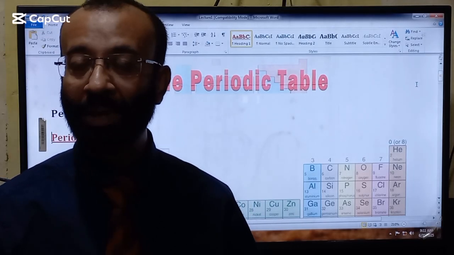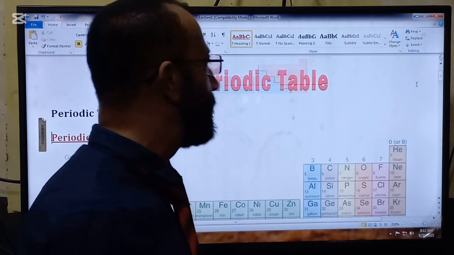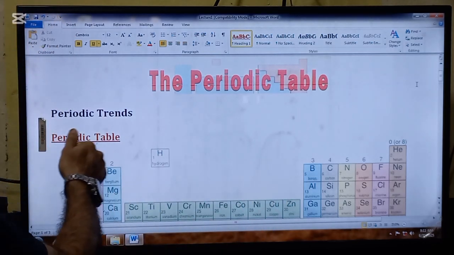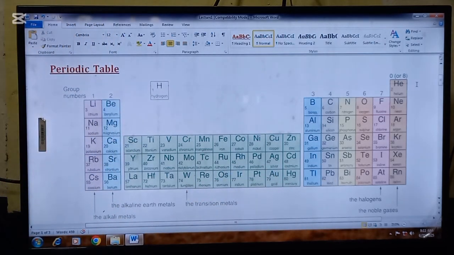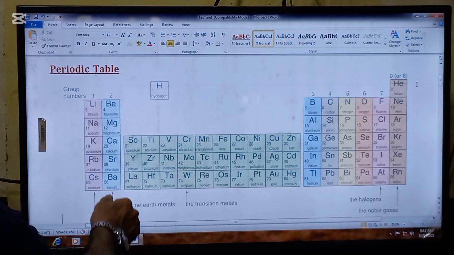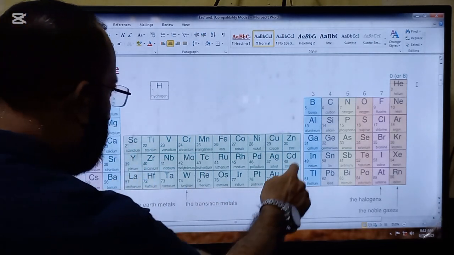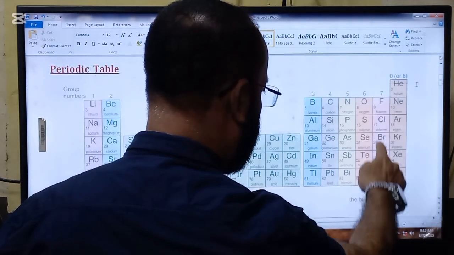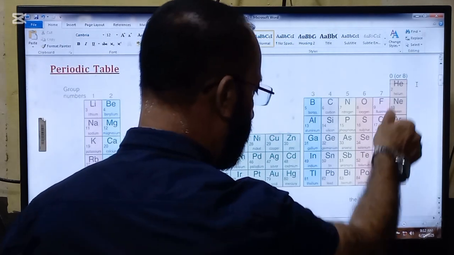Good morning, students. Today we are going to read another very important topic in the subject of chemistry O levels, and that is the periodic table. In the periodic table, first we are going to read the periodic trends. So concentrate yourself. Here is the periodic table, in which the first column will be alkali metals. The second column will be alkaline earth metals, and this central portion will be transition metals. The second last column will be halogens, and the last one will be noble gases.